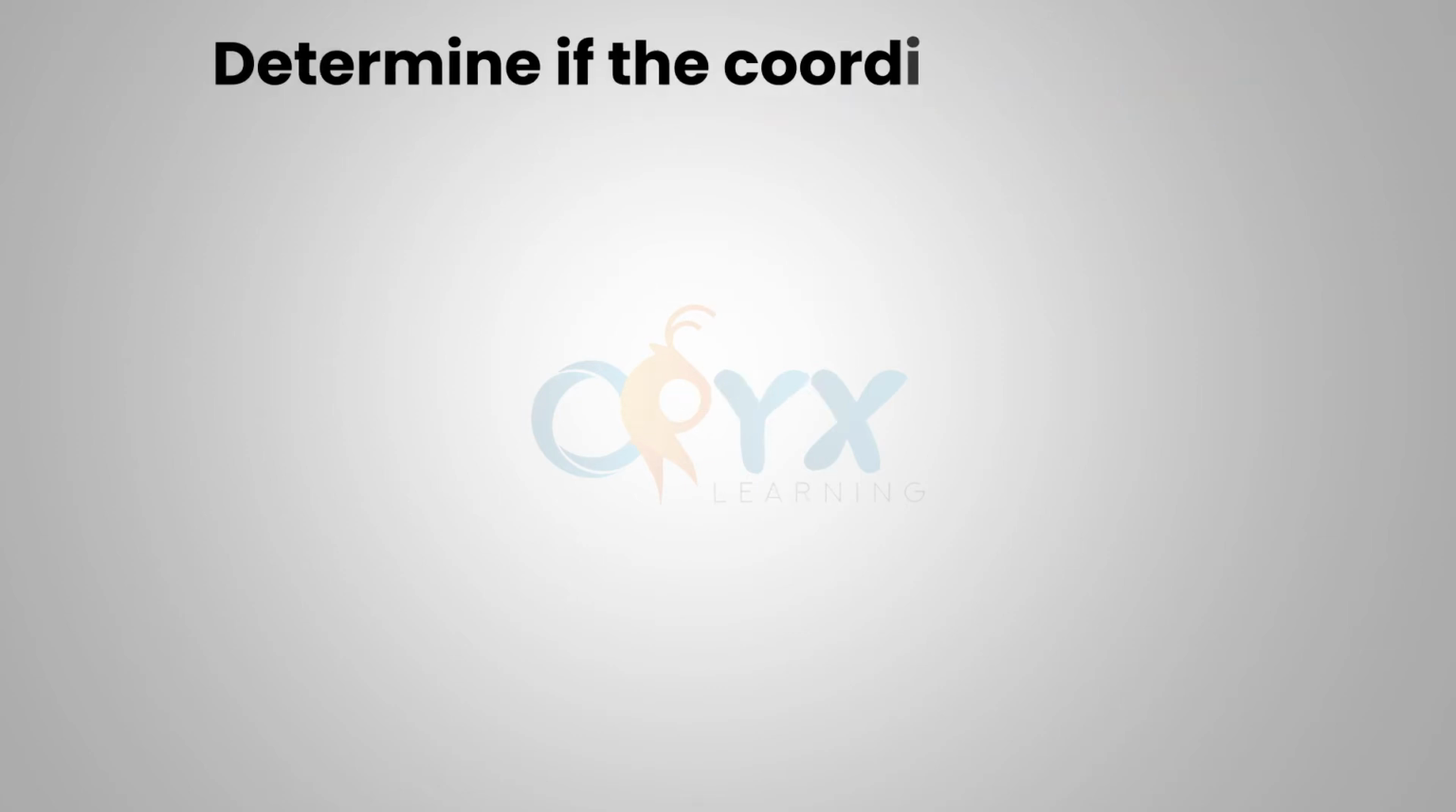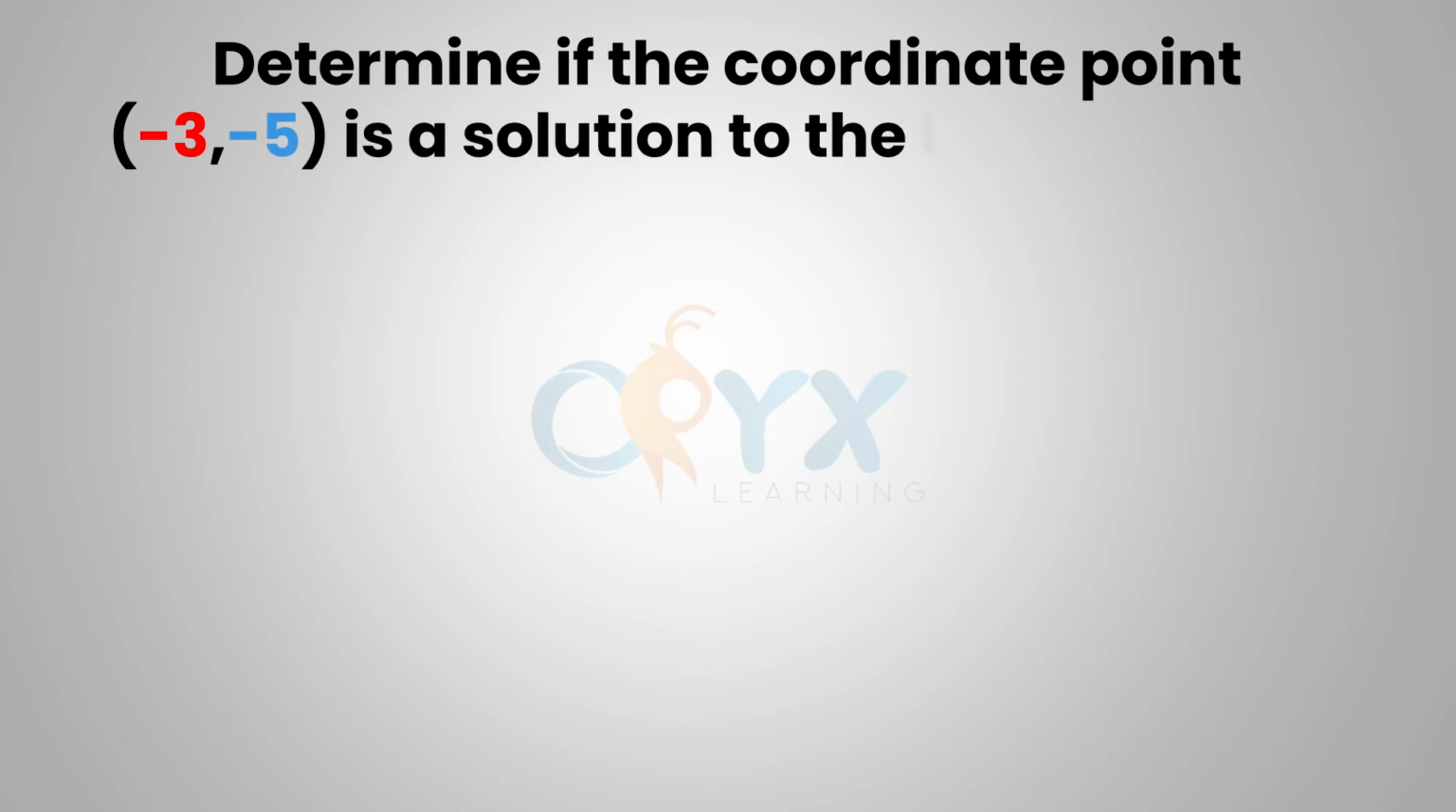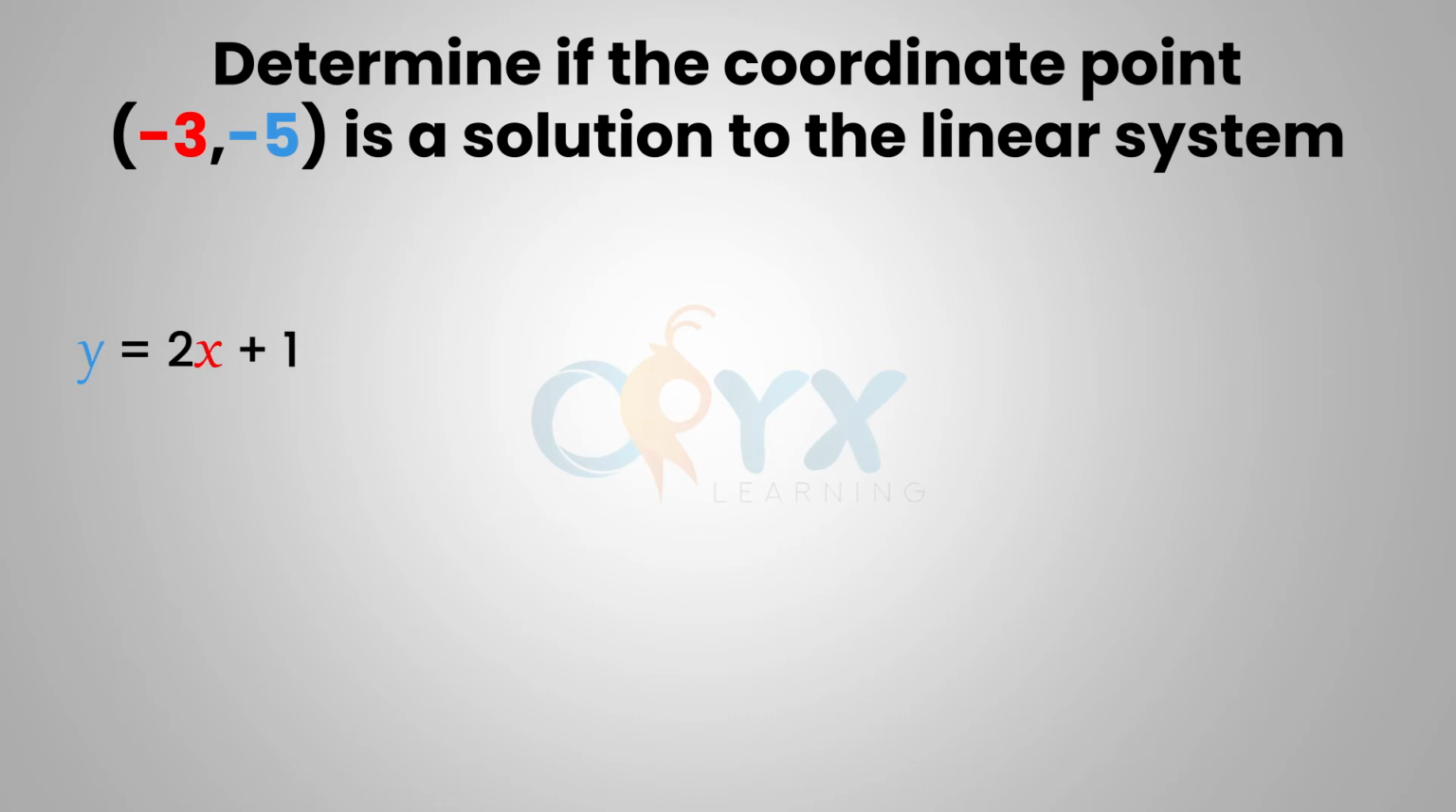Determine if the coordinate point (-3, -5) is a solution to the linear system y = 2x + 1 and y = x - 2. In order to be a solution, the point will have to satisfy both equations. So I can substitute in a -3 for both of the x values and a -5 for both of the y values to see if they hold true.